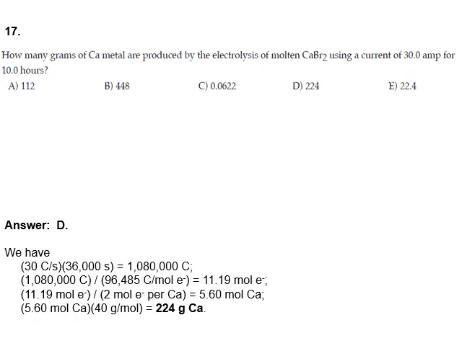Next slide. So hopefully by the time you do this one, you'll start to catch on. These are really easy. So just the amps times the time in seconds divided by 96,485 divided by n, and that will give you the number of moles of whatever metal you're dealing with, and then multiply that by the gram atomic mass. So when we do all of this and we multiply by 40, we get 224 grams of calcium. So there's our answer. Oh, and that is answer choice D. Next slide.